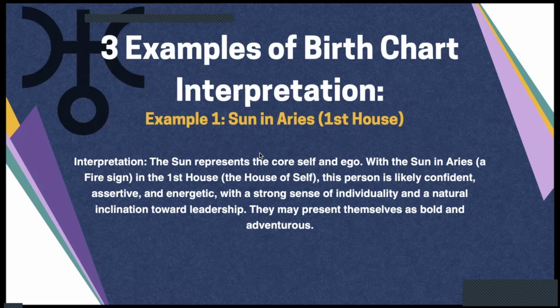Interpretation. The sun represents the core self and ego. With the sun in Aries, a fire sign, in the first house, the house of self, this person is likely confident, assertive, and energetic, with a strong sense of individuality and a natural inclination toward leadership, because the sun rules the 5th house, right?